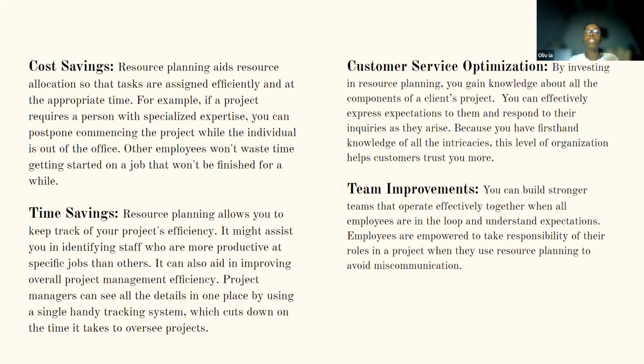And you also improve your team. There's team improvement. You can build stronger teams that operate effectively together when all employees are in the loop and understand expectations. Employees are empowered to take responsibility of their roles in a project when they use resource planning to avoid miscommunication. So you grow a bond. You and your team have a strong bond because everybody is in the loop.